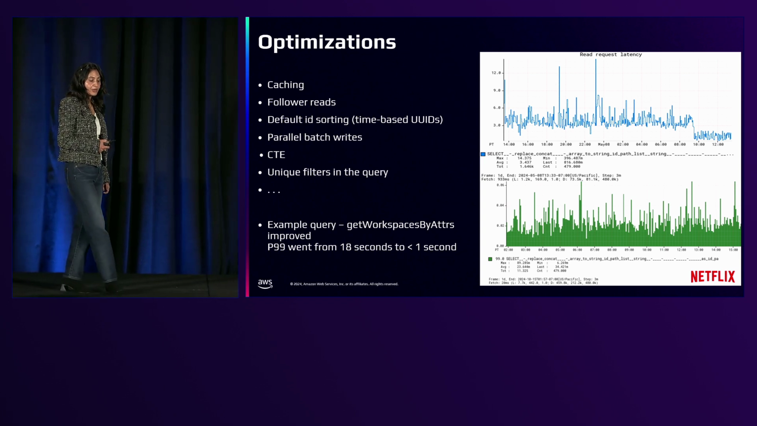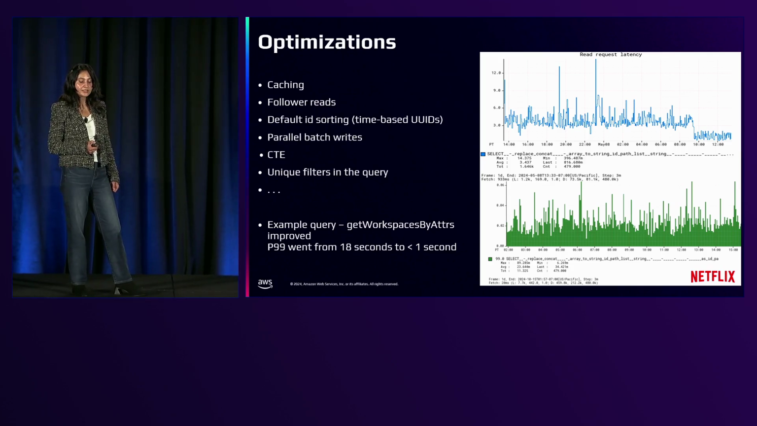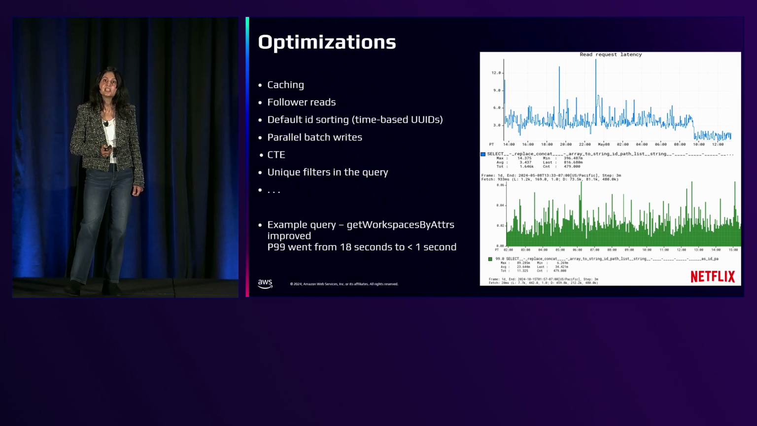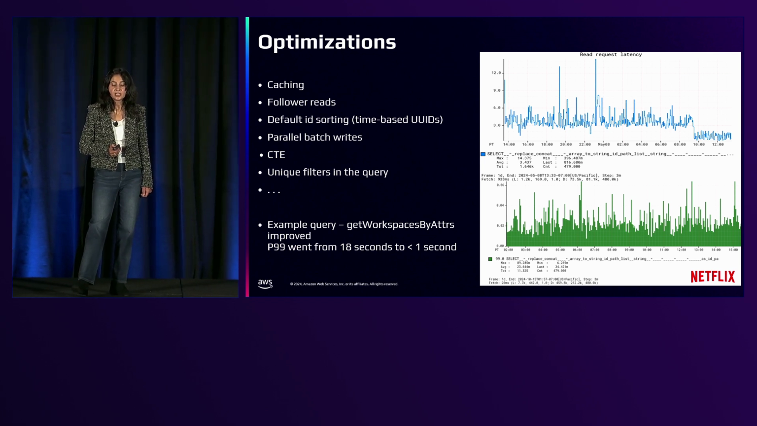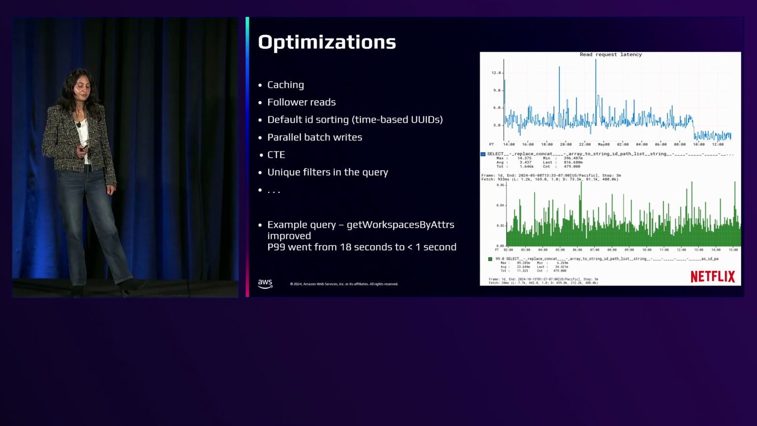Another example of latency improvement is shown in these graphs, where by using unique filters in the query, we improved the P99 latency from 18 seconds to less than 1 second.